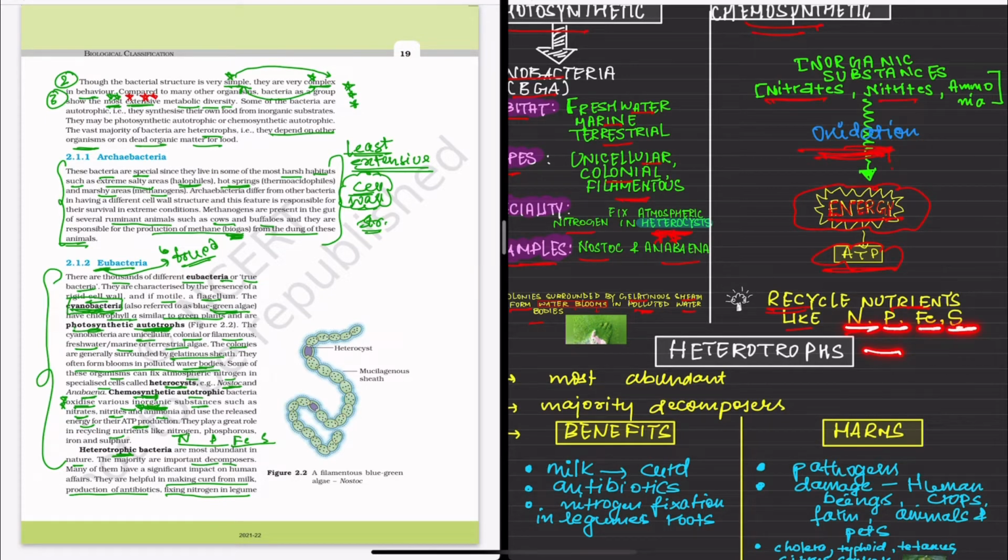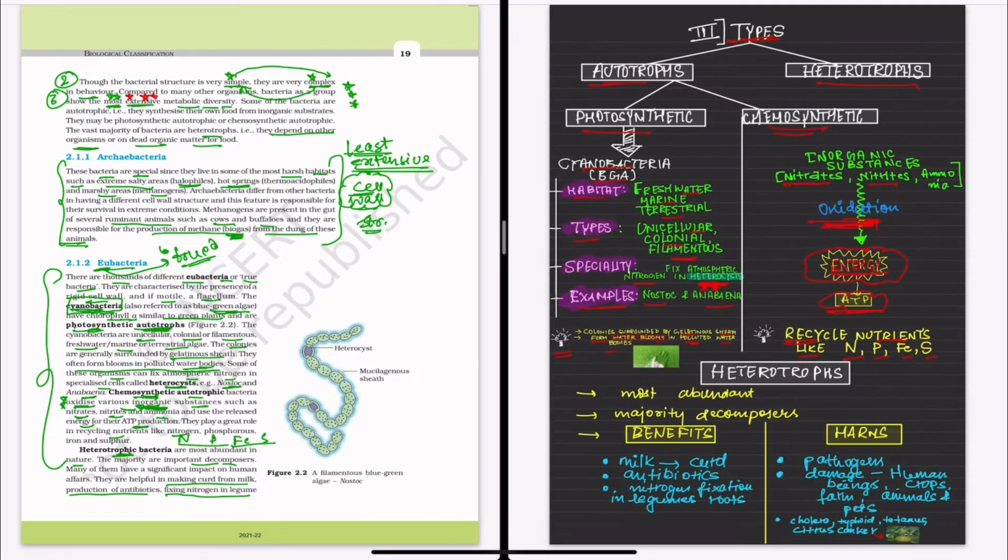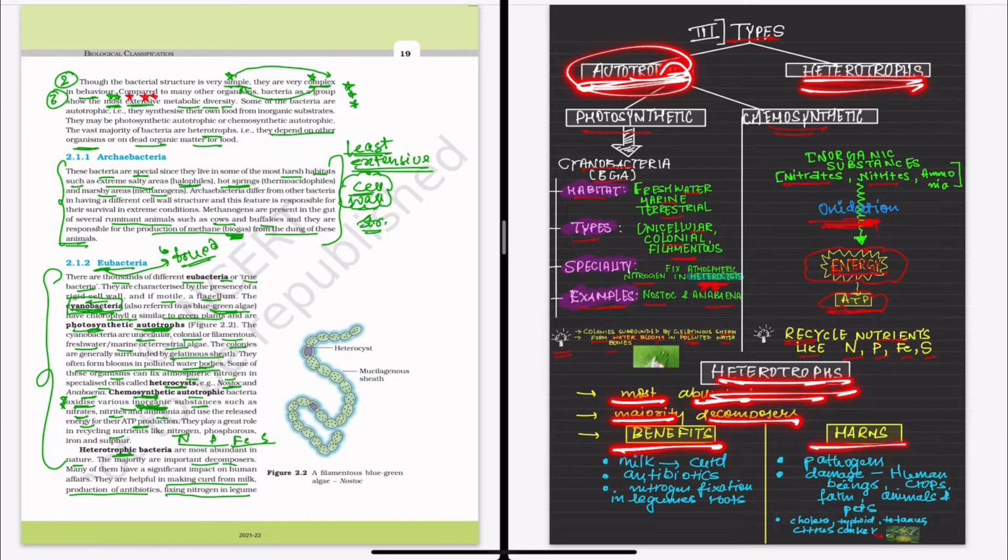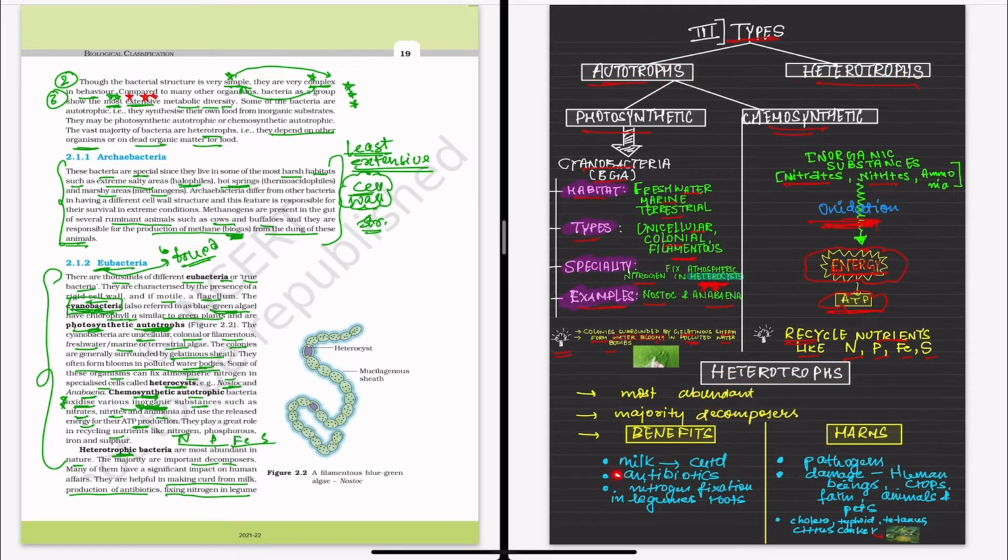You have dealt with autotrophs. Then we come to heterotrophs. These heterotrophs are the most abundant, and the majority of them are decomposers. They have their benefits and their harms respectively. Among benefits, there is milk to curd, antibiotics, and nitrogen fixation in legume roots. And then there are pathogens. They cause damage to human beings, crops, farm animals, and pets.